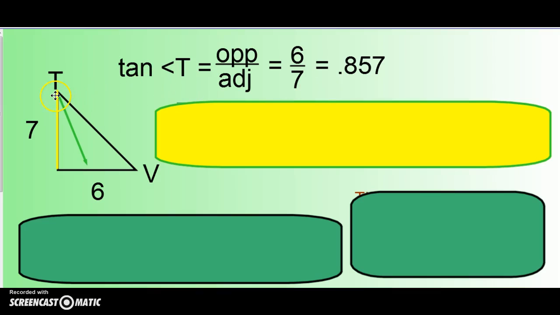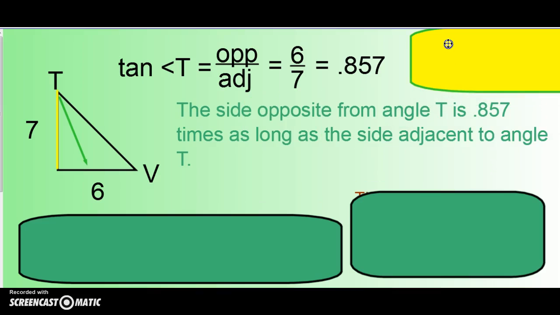And please remember that we're only talking about the legs of a right triangle. You would never use the hypotenuse from the triangle. You would just use the legs, and the legs are what's on either side of the right angle. Then to explain it, you would say the side opposite from angle T is 857 thousandths times as long as the side next to angle T. And again, just the legs, never the hypotenuse.